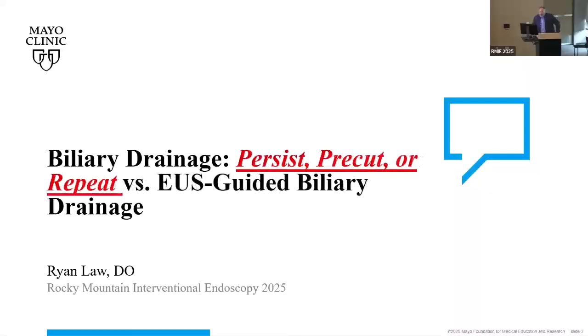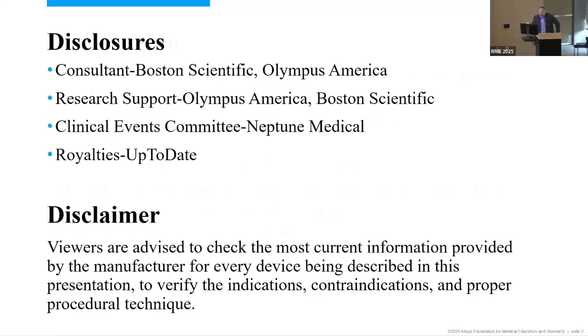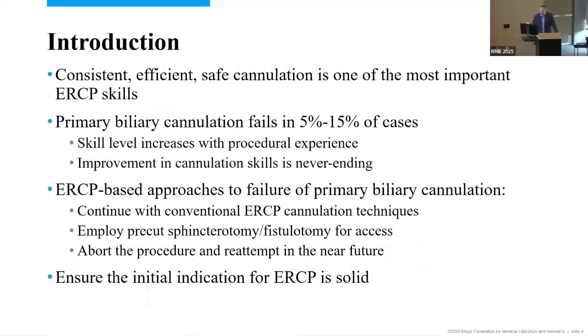So over the next few minutes, it's my job to defend the position of persisting, pre-cutting or repeating ERCP in the setting of a difficult biliary cannulation. So as we've seen, Dr. Barkan discussed, consistent, efficient, safe cannulation is one of, if not the most important ERCP skill to try and master. Despite that, and even in expert hands, primary biliary cannulation fails in 5 to 15% of cases.